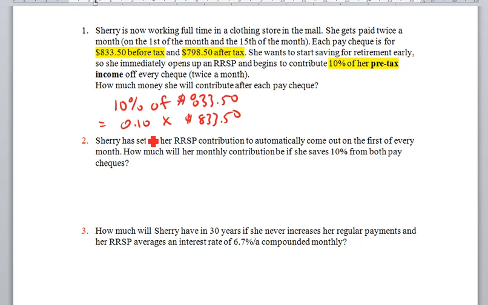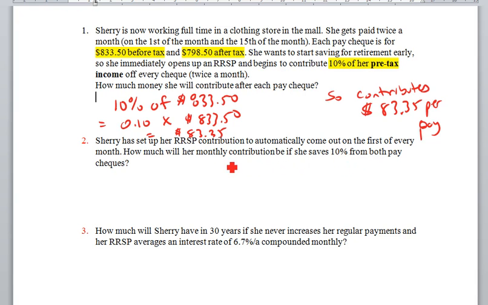And so that equals $83.35. So she contributes $83.35 per check, or per pay. Those automatically come out on the first of every month.